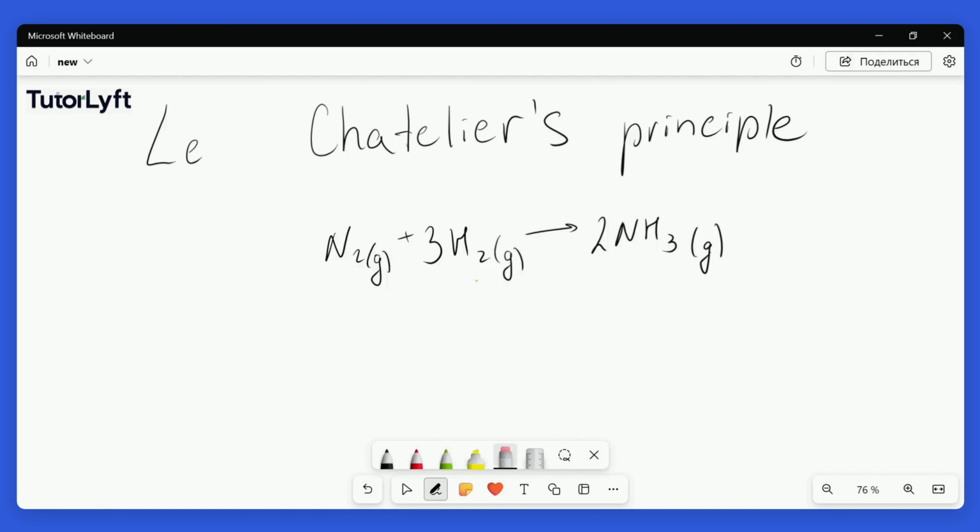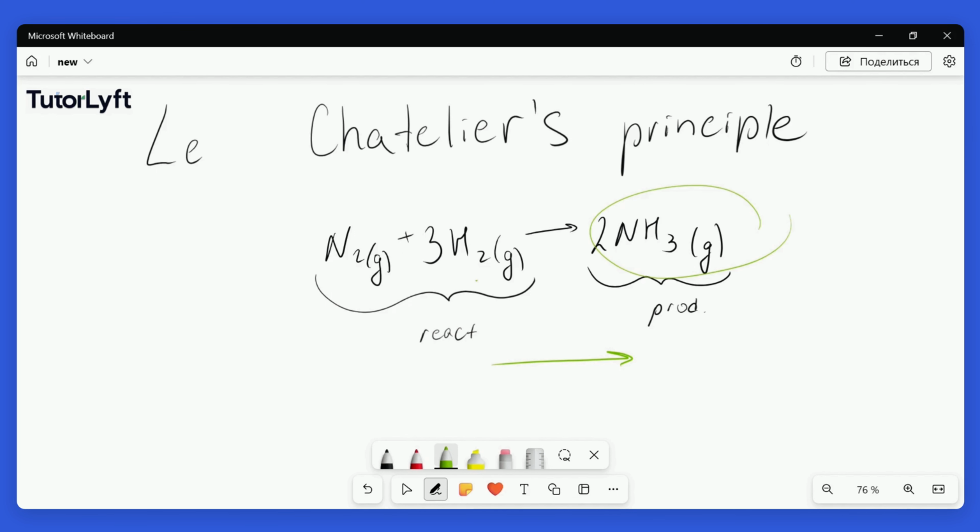Let's consider one example. Here is the example of formation of ammonia. On the left here, they are reactants. On the right, ammonia is the product. What are we getting from those reactants? If equilibrium is shifted to the right, products are favored. That means that ammonia will be produced more than reactants. If equilibrium is shifted to the left, that's the other way. Reactants will be favored, therefore they will be produced more.